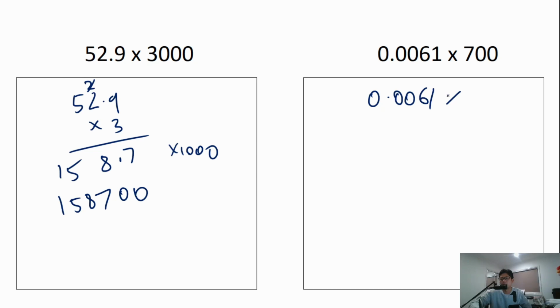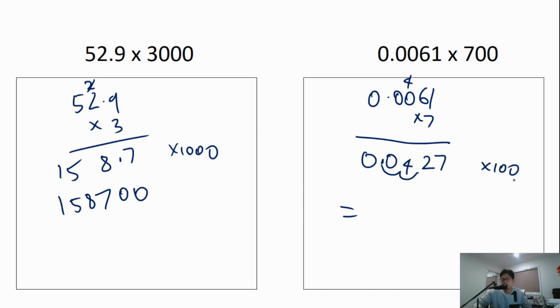Same with this last one, 0.0061. I'm going to ignore the 700 and just multiply it by 7. So 7 times 1 gives us 7. 6 times 7 gives us 42. 7 times 0 is 0, plus 4 is 4. 7 times 0 is 0, and 7 times 0 is 0 again. And there are 4 decimal places behind, so it goes 1, 2, 3, 4. That's where our decimal point goes. And now we multiply it by 100, so moving that back 2 spaces because there are 2 zeros here, that gives us 4.27. Give yourself a tick if you got these 2 correct.